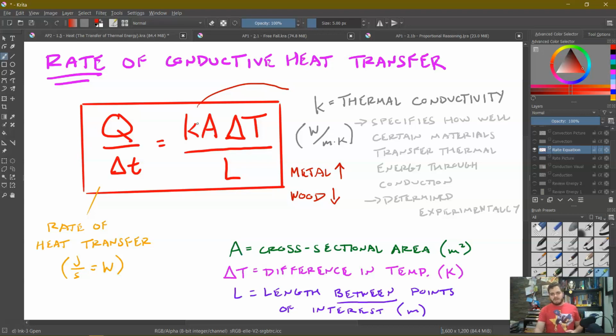Okay, now if we look, so that affects how quickly heat transfers. We have the length between the two different points we're interested in, in meters, and if that length is greater, there's going to be less quick heat transferring between the 2 points, which makes sense. If I have 2 points very close together, we can transfer heat very quickly. We move them further apart, it takes more time for the heat to get from point A to point B. Now, I want to be careful here.